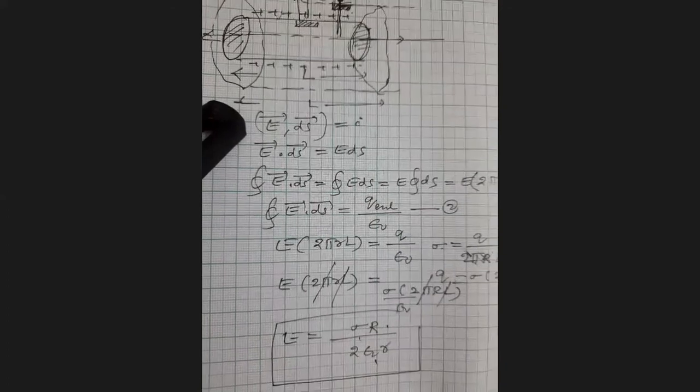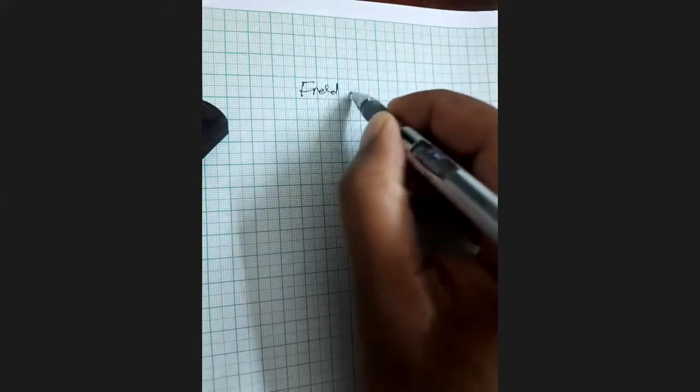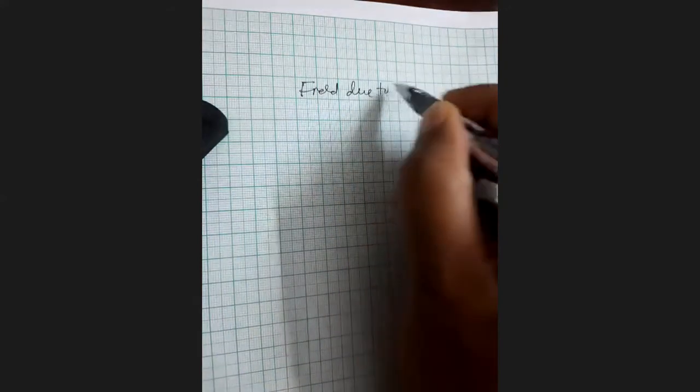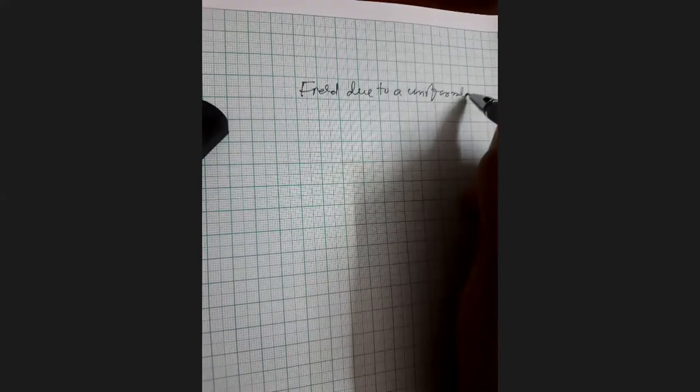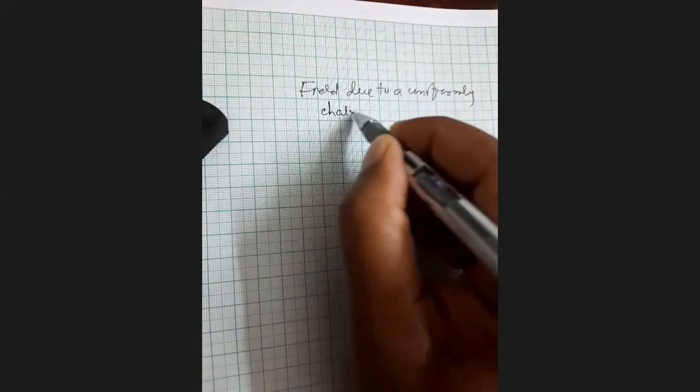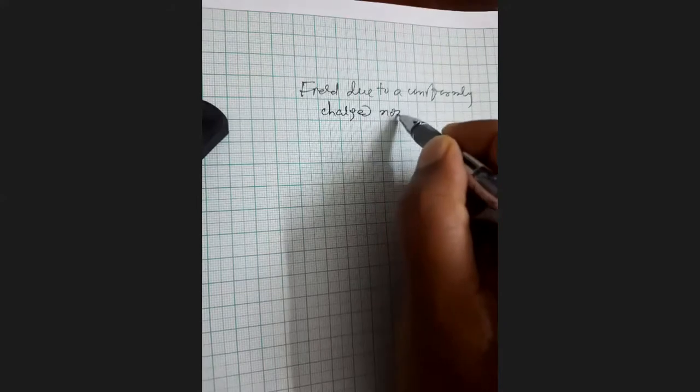Right. Now the next subcontent of the present lecture is the electric field due to a uniformly charged non-conducting cylinder.